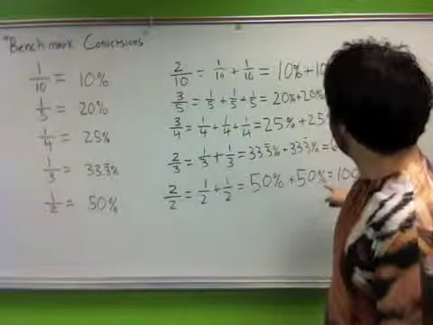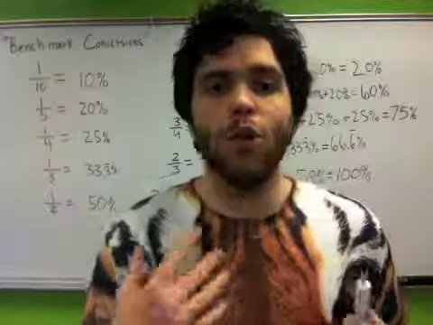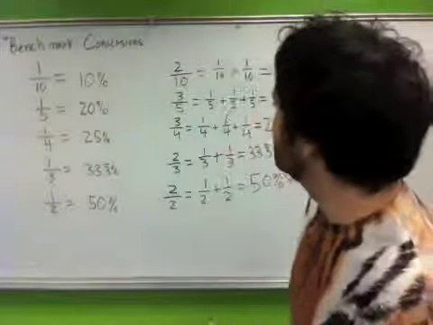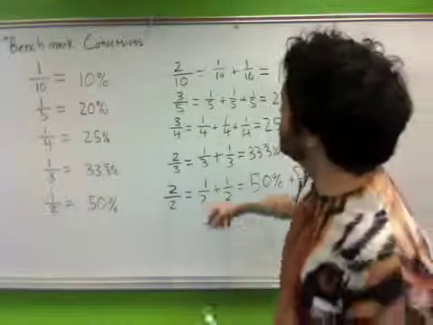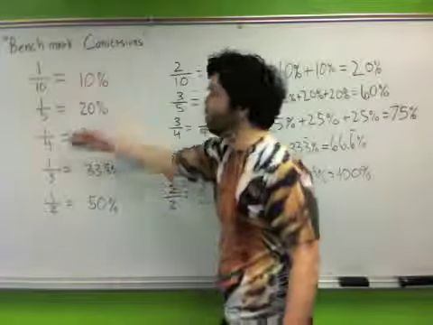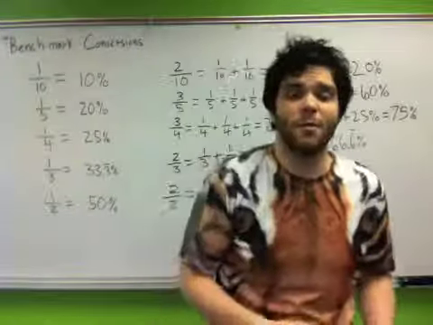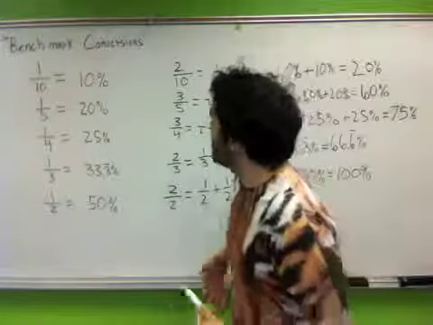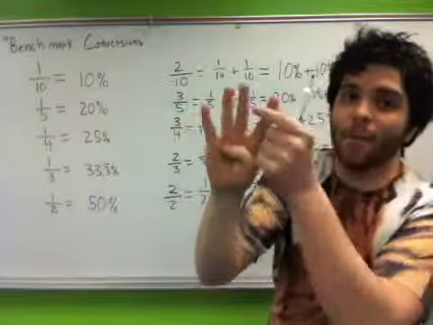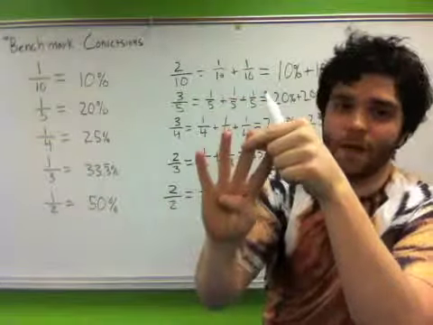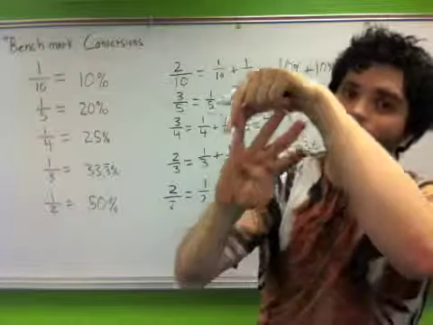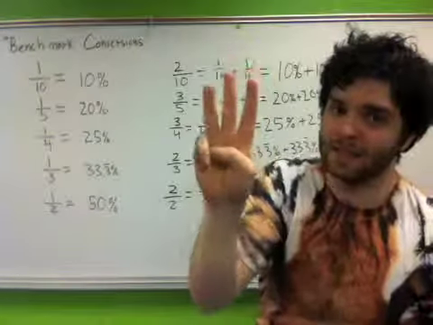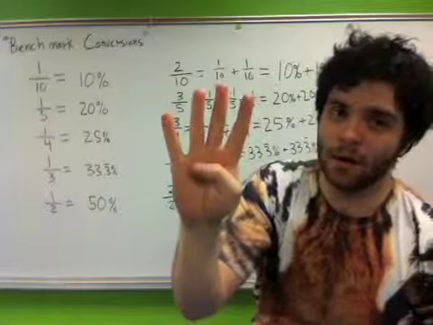2 halves, 100%. What you guys are going to do now is move on to your quiz, and you're going to work with some of these benchmark fraction conversions, but instead of having just 1/10 or 1/5 or 1/4, you might have 2/4, 3/4, 3/5, 2/5, or 4/5, right? You need to be able to say, if I have 4/5, I'm just adding up 1/5, that's 20%, 1/5, that's 20%, 1/5, that's 20%, 1/5, that's 20%. So 20%, 40%, 60%, and 80%. Good luck.